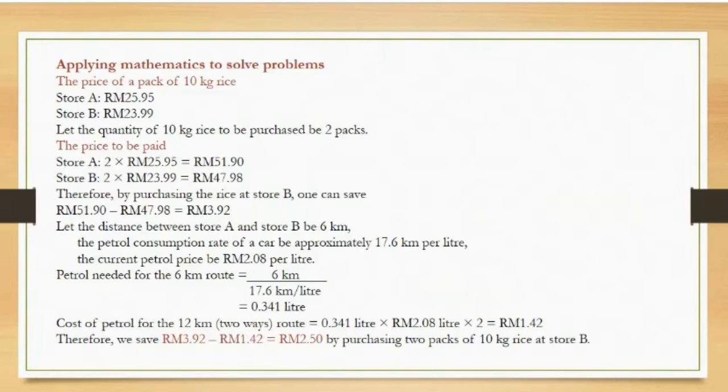Next, let the distance between store A and store B be 6 km. The petrol consumption rate of a car be approximately 17.6 km per liter. The current petrol price be 2 ringgit and 8 cents per liter. Petrol needed for the 6 km road: we use 6 km divided by 17.6 km per liter and we get 0.341 liter. By using the answer above times 2.08 ringgit per liter times 2, we get 1 ringgit and 42 cents. That is the cost of petrol for the 12 km. Therefore, we'll save 2.50 ringgit by purchasing 2 packs of 10 kg rice at store B.